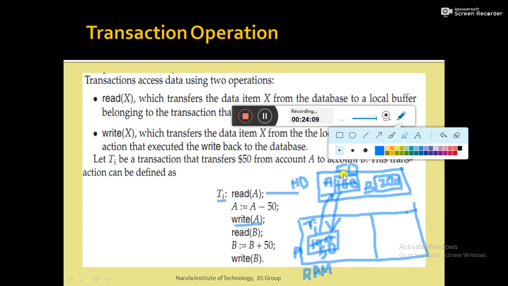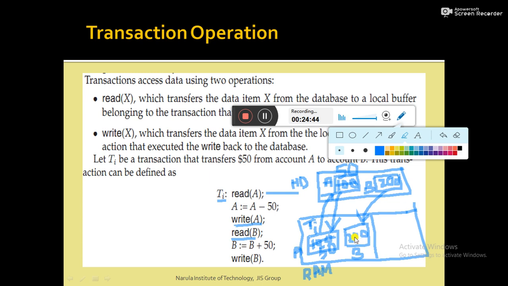Now the same $50 needs to be added to, or credited to, the account B. So what you have to do, first we have to read the account B. So that is why read B. Read B means in the local buffer of RAM, the B is copied to the local buffer of RAM. This is B, and initially it has $200.